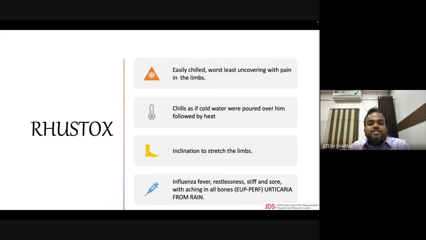Next, Rhus tox. Rhus tox fever is like easily chilled and worse from the least uncovering, with pain in the limbs. Chills as if cold water is poured over them, followed by heat. So chills are followed by heat in Rhus tox, but in Rhododendron there is no heat at all. There is a difference. Rhus tox people will always stretch the limbs. They keep trying to stretch the limbs and feel better like this. They keep on doing it in bed also. Influenza fever, restlessness, stiff, sore with aching of all bones, and the difference is Eupatorium perf. You can differentiate with Eupatorium perfoliatum, and also they get urticaria from rain.